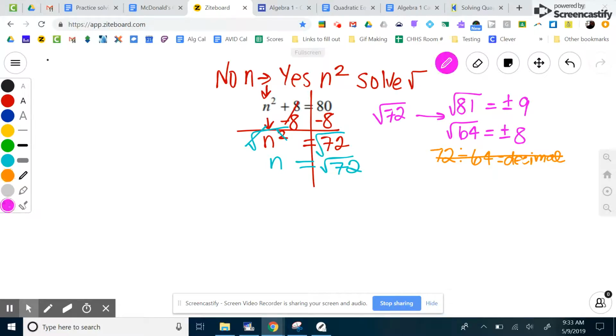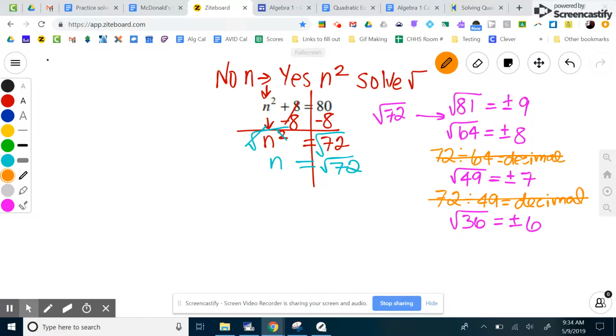Now I'm going to try the next number down, which is the square root of 49, which is plus or minus 7. So 72 divided by 49. Okay, that's going to give me a decimal as well. So that one's out. Next one is square root of 36, which is plus or minus 6.